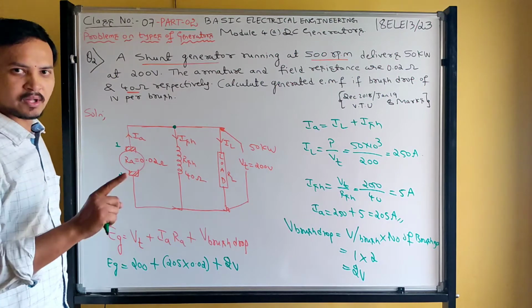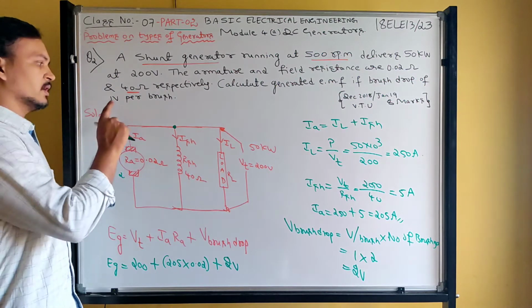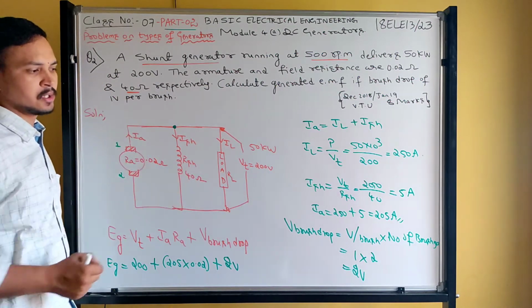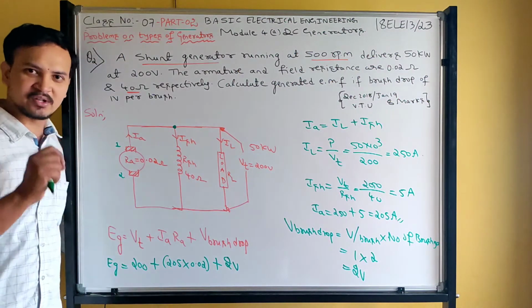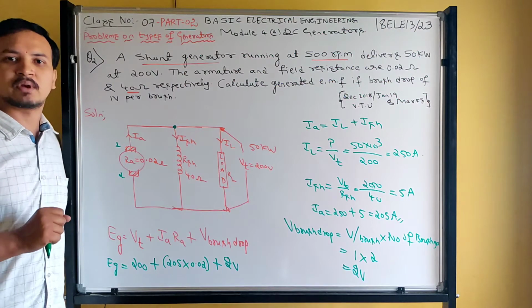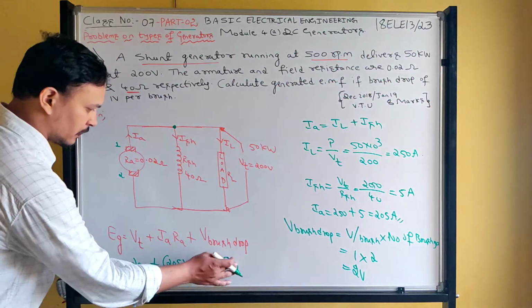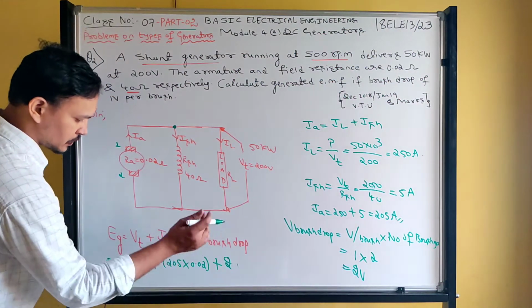In one brush, 1 volt drop. Multiply by number of brushes, 2 brushes. Why have I taken 2? Minimum possible is 2. We cannot collect the current from 1 brush. Minimum we require 2 brushes. So now I got everything. Total brush drop is 2 volts.